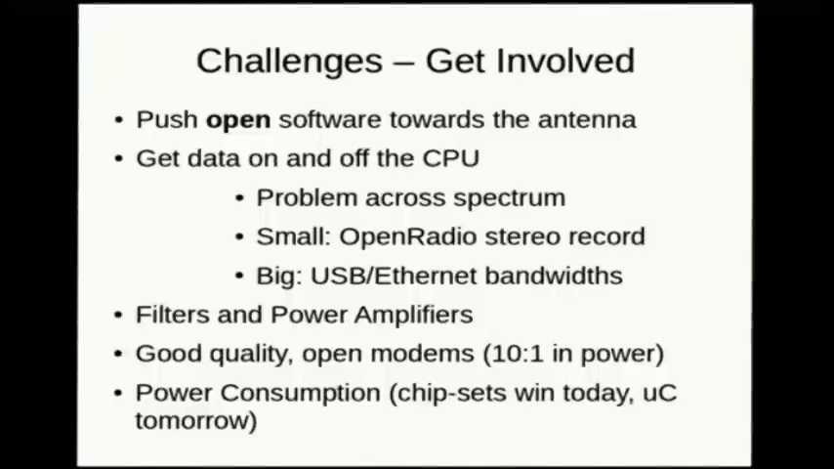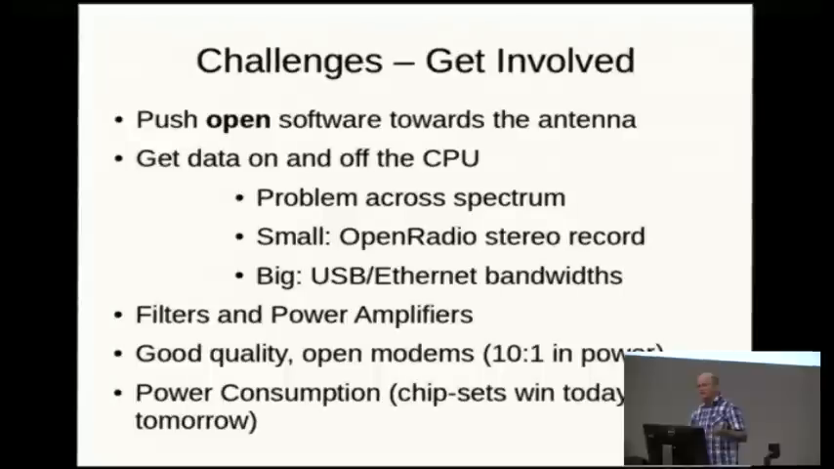Here's some challenges. As I said, the whole theme here is pushing open software, and it's got to be open towards the antenna. One of the challenges at the moment, and these are things that you guys might have some ideas on how to work, is just getting data off and on the CPU. This is a problem with narrow bandwidth data and with wide bandwidth data. We experienced, for example, the other day with the Open Radio MiniConf, just getting hold of, we needed two channels, stereo, left and right Sound Blaster inputs. Very hard to do, very hard to find the software for that. So we need a way to get these samples from our radio into our processors, and I'm not sure what that is. Maybe it's not a couple of cables, maybe it's something else. But that's a problem that needs to be solved.